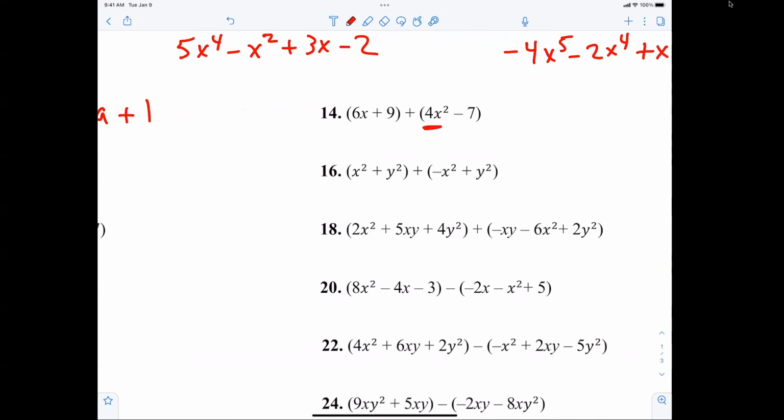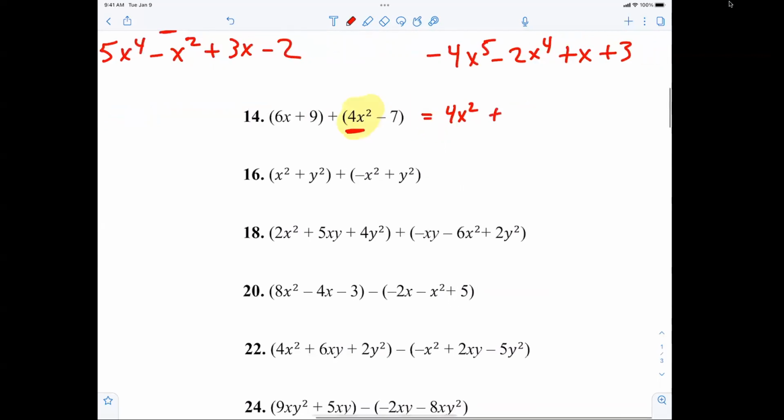Only add if they're the same. Right? So does anything go with 4x squared? You see what I'm saying, right? The only thing you can add to x squareds are x squareds. Do you agree with that? So tell me, what's the answer? I want the descending order. What goes first? 4x squared. Good, plus 6x. Yes.